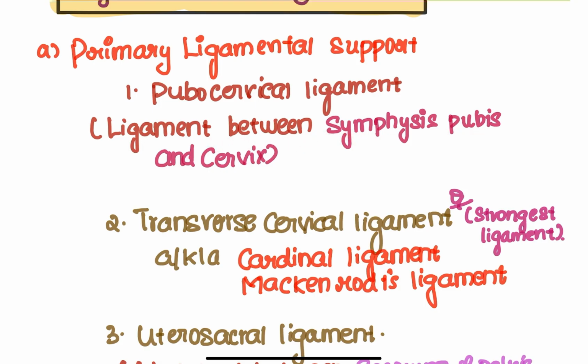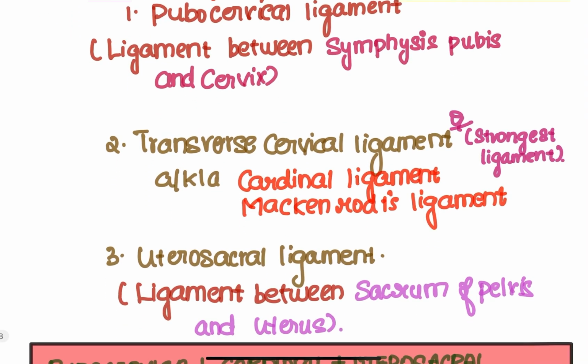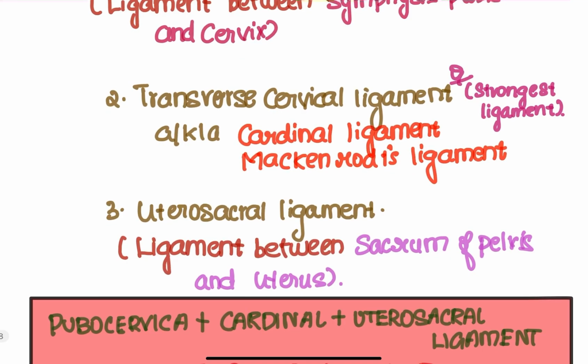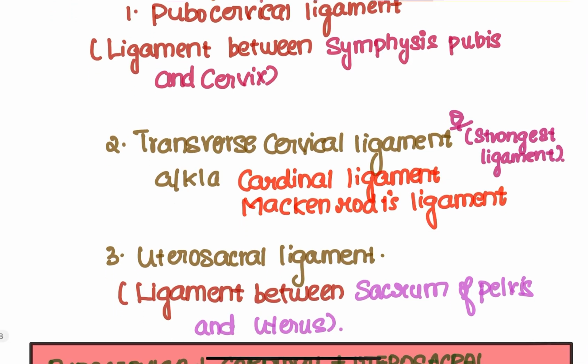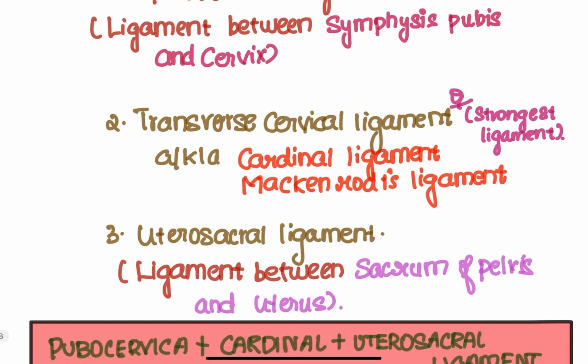Is that clear? So as you can see here, the ligament which is situated between the symphysis pubis and the cervix is called the pubocervical ligament. The ligament which is situated transversely on either side of the cervix is called the transverse cervical ligament. And the ligament which is situated between the sacrum of the pelvis and the uterus is called the uterosacral ligament. So now it is clear for you? Yes, it is very simple as such.